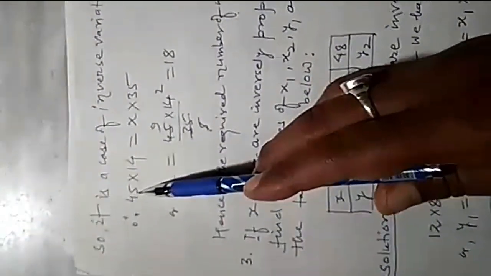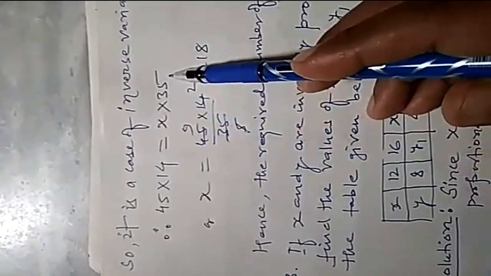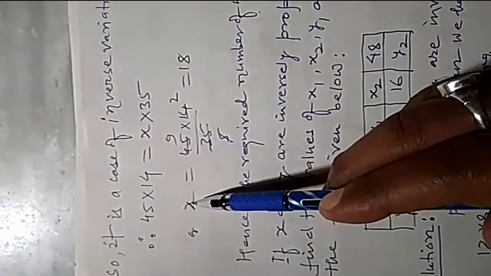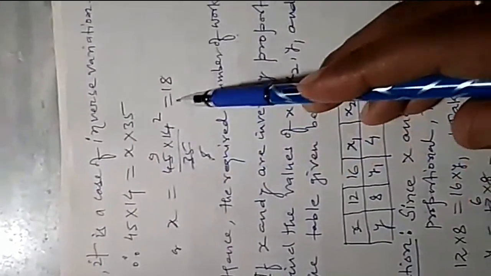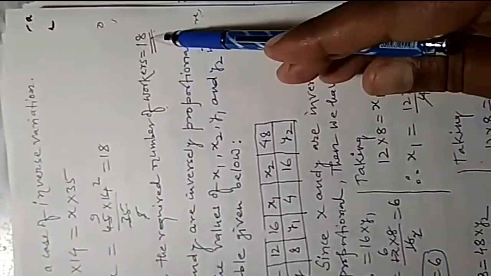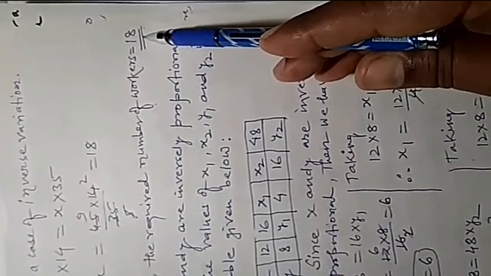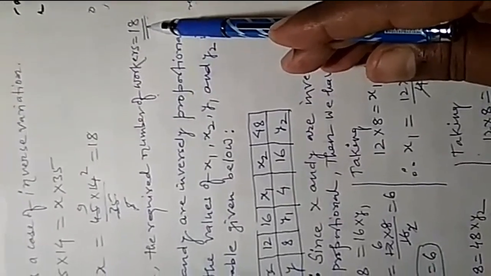Therefore, 45 into 14 is equal to x into 35. We can write x is equal to 45 into 14 by 35. After solving, we get the result 18. Hence, the required number of workers is equal to 18. Clear?